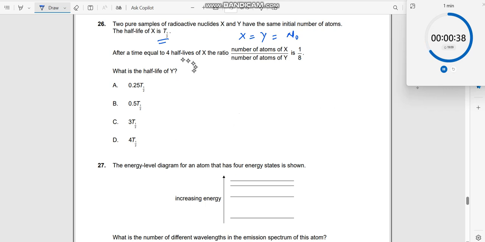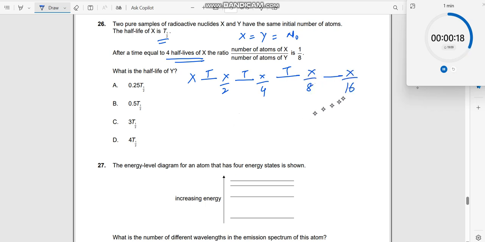Now, after 4 half-lives of X, what will happen to the number of atoms of X? Let me do it from scratch. In the first half-life, X becomes X by 2. Second half-life, X by 2 becomes X by 4. Third half-life, it becomes X by 8. Fourth half-life, it becomes X by 16. Or you can directly say X by 2 power 4, right? So therefore, this becomes X by 16.